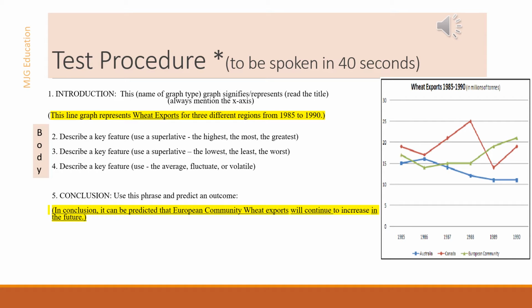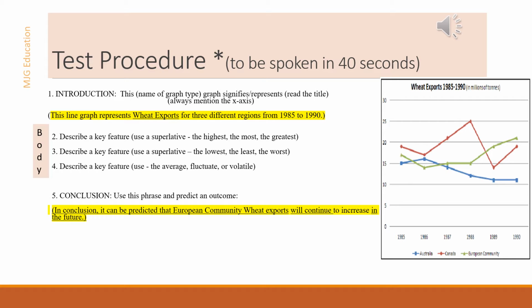So for example, this graph you see on the right might sound like this. An introduction might be developed this way. This line graph represents wheat exports for 3 different regions from 1985 to 1990. That would be the first sentence of your procedure.